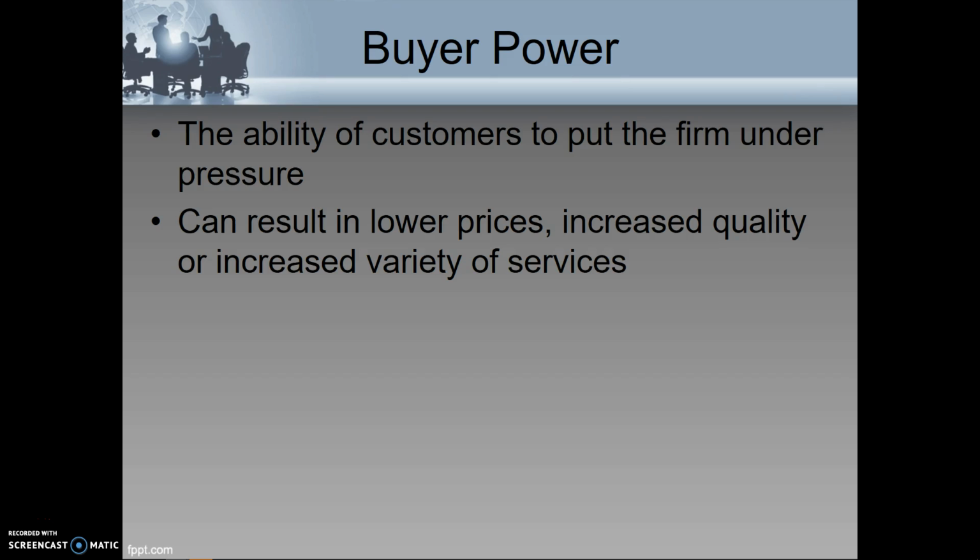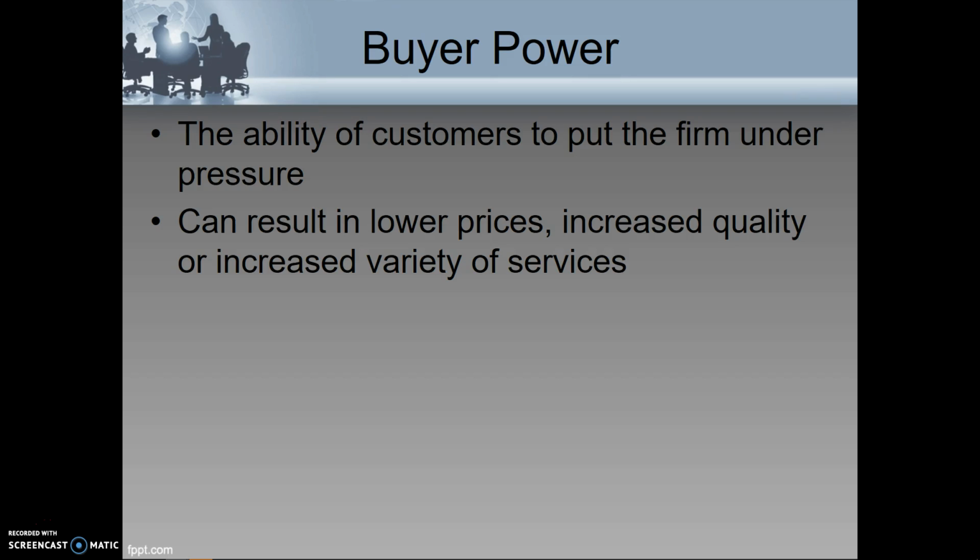This could be a result of fewer buyers than there are sellers, so they can pick and choose who they're going to buy from. The cost of switching brands being very low, so it's not very difficult for one particular person to switch from one brand to another. Or the buyer purchases at a very large volume, causing them to have such a big contract that if they choose to take that volume away and go to somebody else, it's going to cause a massive problem for your particular company. Those are just some examples of what can cause buyer power.